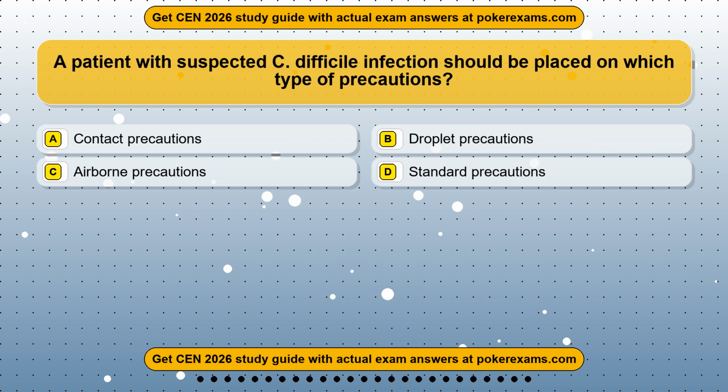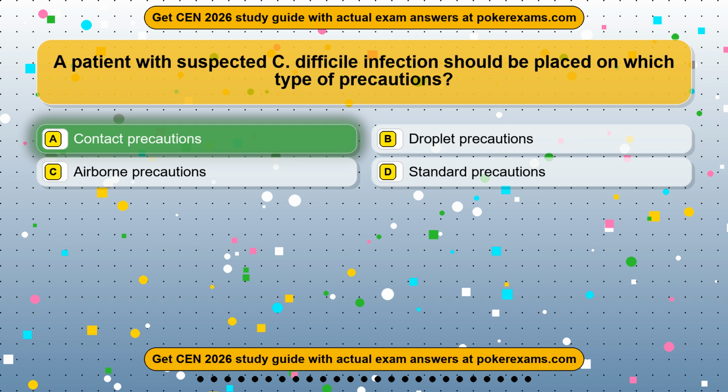Question 4. A patient with suspected C. difficile infection should be placed on which type of precautions? Option A, contact precautions. Option B, droplet precautions. Option C, airborne precautions. Option D, standard precautions. The correct answer is Option A, contact precautions.